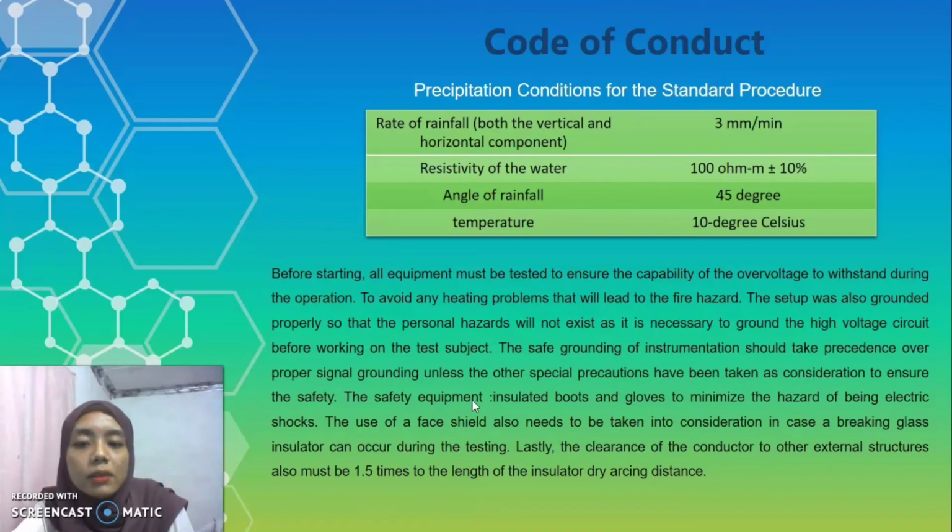Safety equipment such as insulated boots and gloves is used to minimize the hazard of electric shock. The use of a face shield also needs to be taken into consideration in case a glass insulator breaks during the testing. Lastly, the clearance of the conductor to other external structures also must be 1.5 times the length of the insulator dry arcing distance.